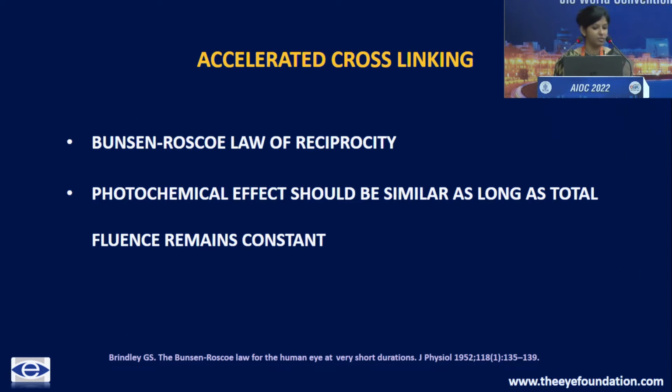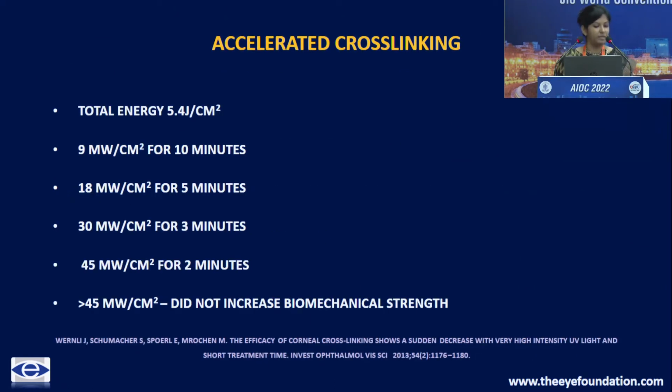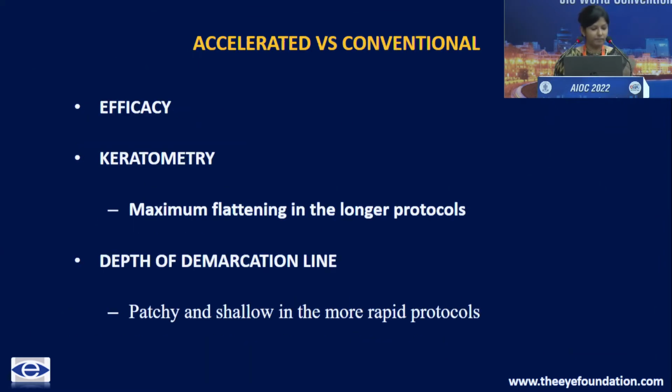That's what paved the way for the creation of the accelerated protocols, which is based on the Bunsen-Roscoe law of reciprocity, which says that the photochemical effect should be similar as long as the total fluence remains constant. So the time duration and the amount of fluence given were changed, but the total energy was kept constant at 5.4 joules per centimeter square. The efficacy was found to be almost similar.